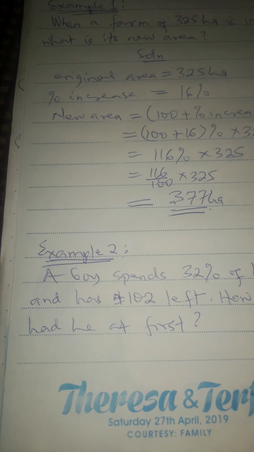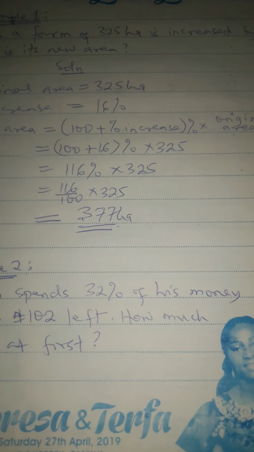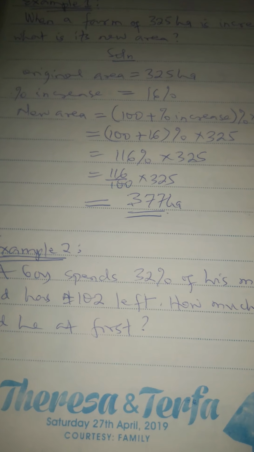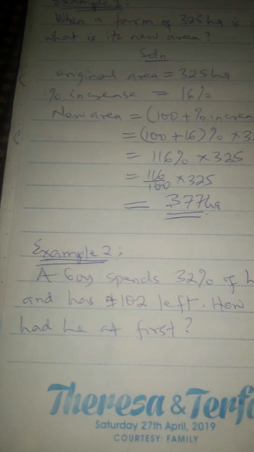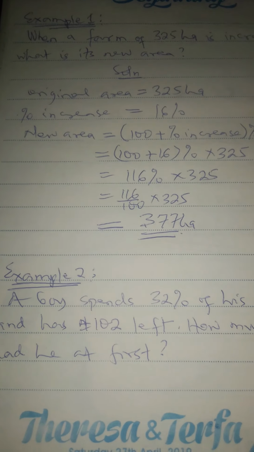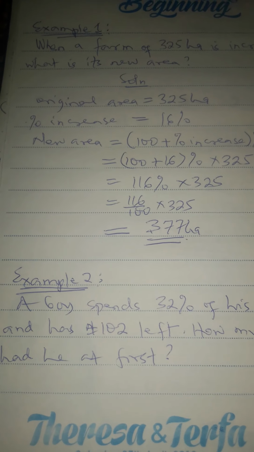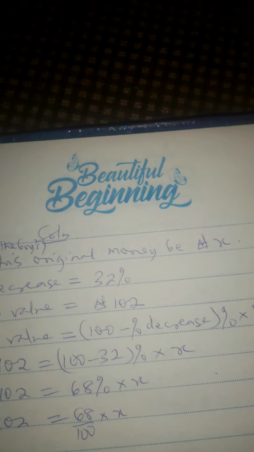Number 2. A boy spends 32% of his money and has 102 naira left. How much had he at first? Here, you have to get the original money of the boy. So call that original money X. Let the boy's original money be X naira.